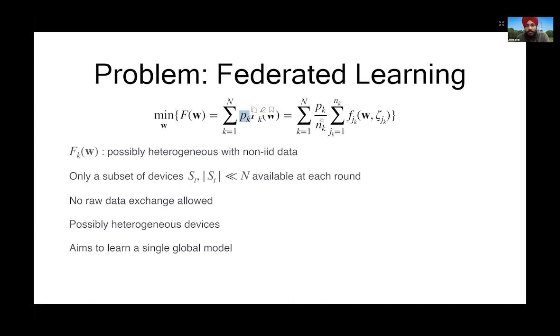One example of this specific function is just the summation over all the local data samples of a specific instantaneous loss function. And we want to minimize this sum to find the parameter w.